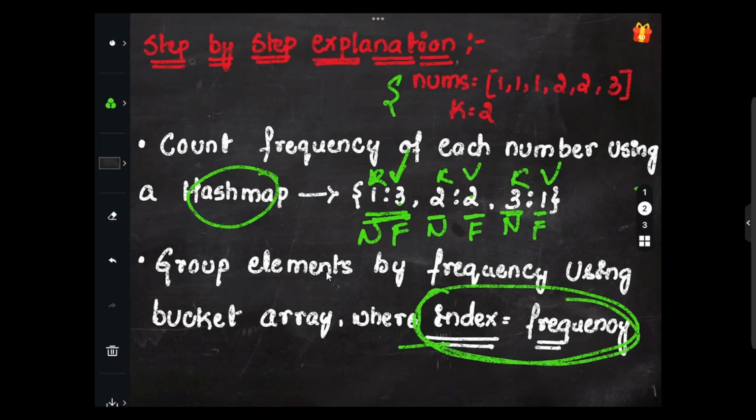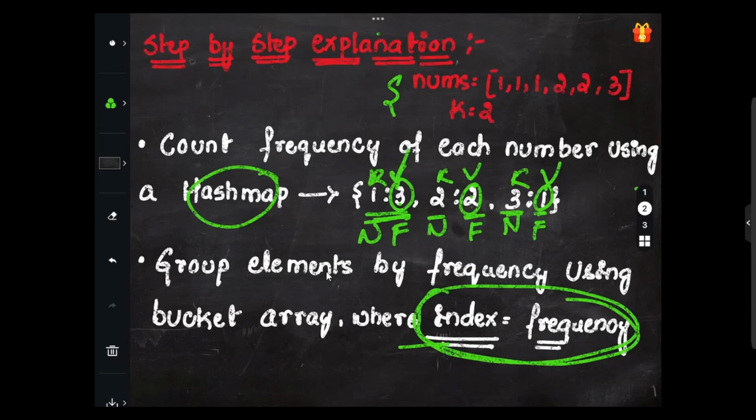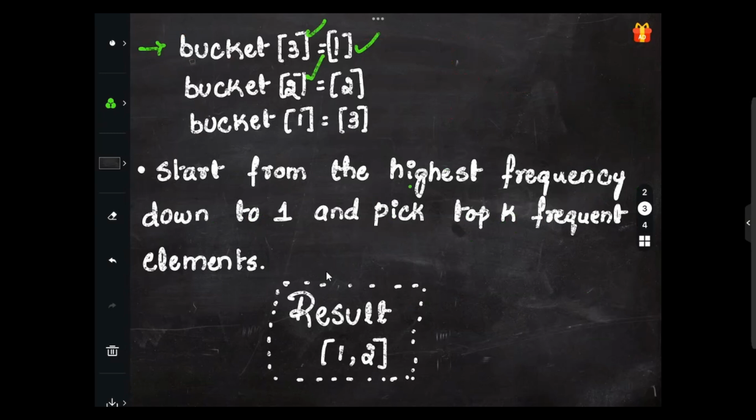This one index, the value part 3, this one 3, 2 and 1, this part where index equals frequency. So here bucket 3 equals 1, this one will be 1, this one will be 2, and this one will be 3, right? So 3 value part, the index will be equal to frequency, which means this one will be 1, 2 will be 2, and 1 will be 3. So bucket of 3 will be 1, bucket of 2 will be 2, and bucket of 1 will be quite obviously 3. I hope this part is completely clear, easy to understand, right?